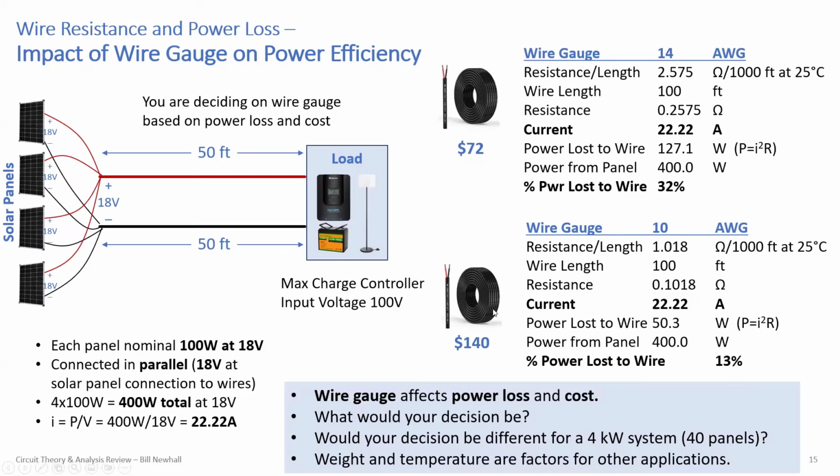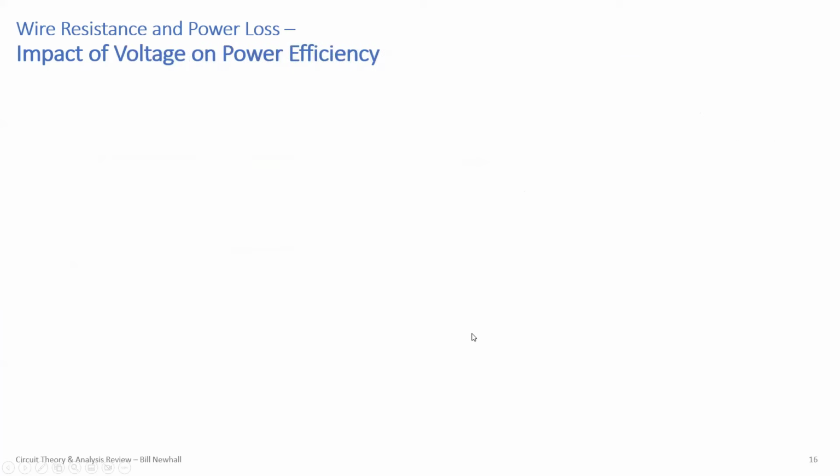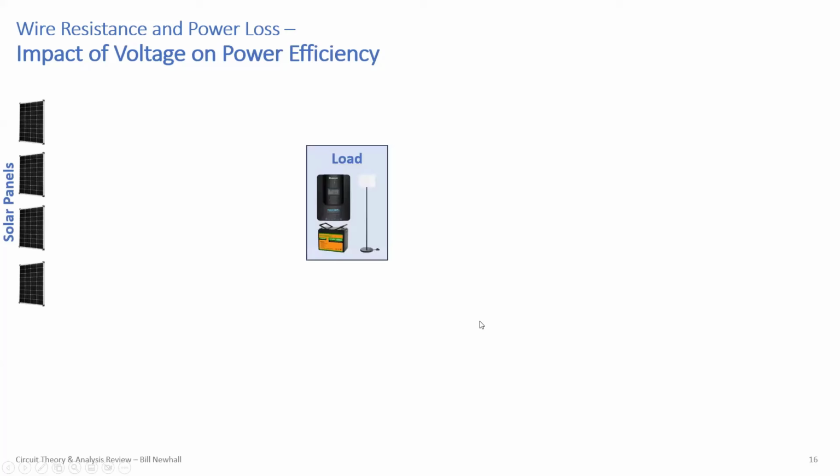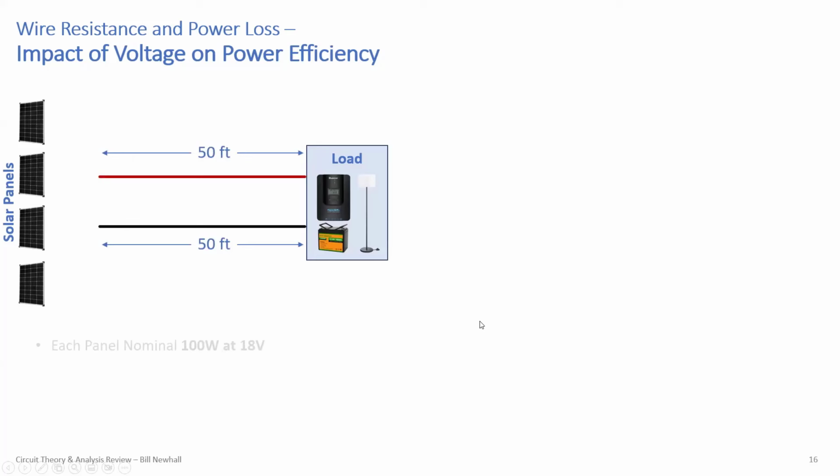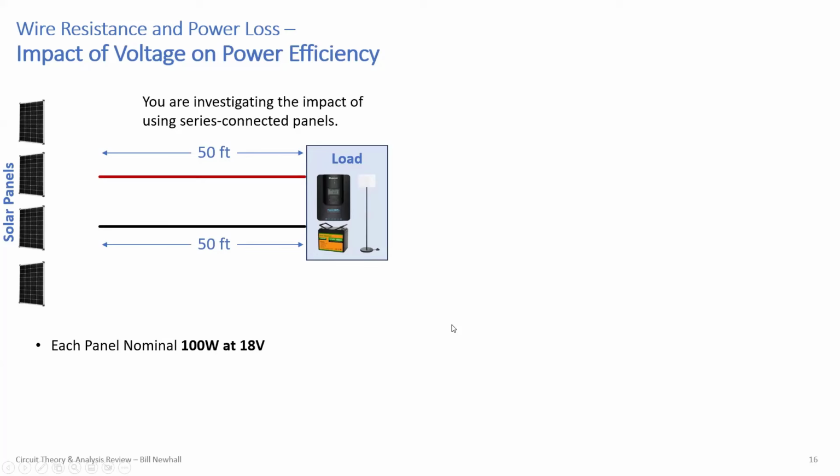So, okay, great. So you have that, and then you want to, what's an alternative, right? So let's figure out an alternative to this because you're still losing a whole lot of power in the wire. So what else can we do here? We have the same 4 solar panels. You have the same load, the same charge controller, the same length of wire. And each panel is still 100 watts at 18 volts. But instead of connecting these panels in parallel, let's connect these panels in series.